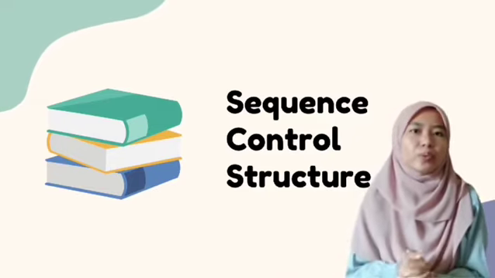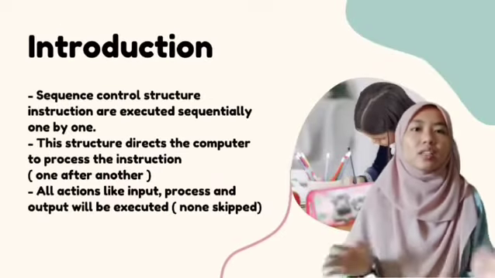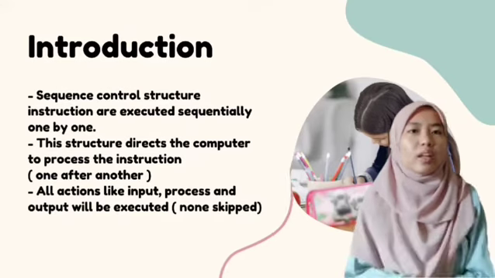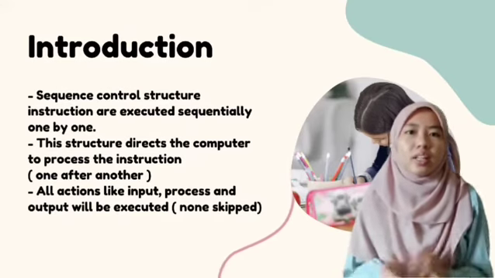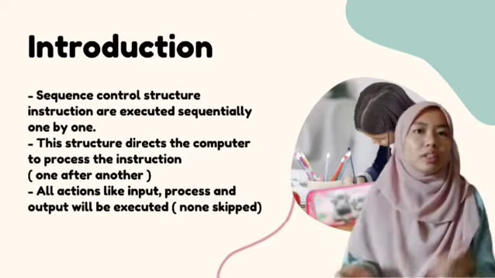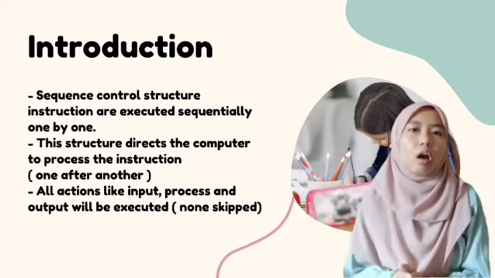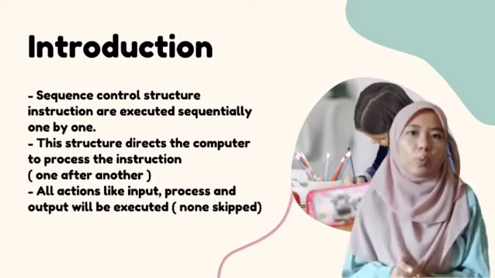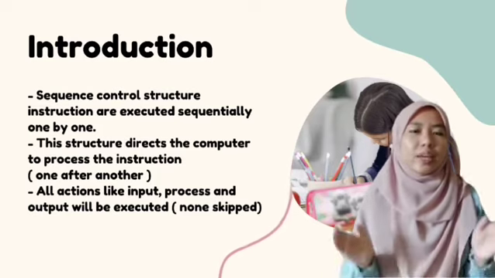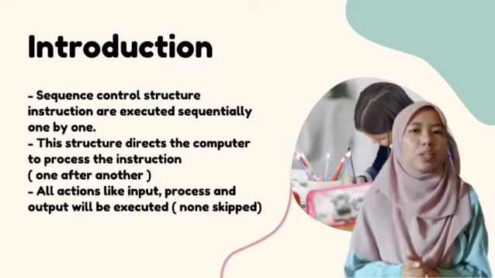Firstly, I will introduce to you what is sequence control instruction. Sequence control instructions are executed sequentially one by one. The sequence control instruction directs the computer to process the instructions one after another in the order listed in the program. All actions will be executed, none will be skipped. Also, an action can be input, processed, or output.